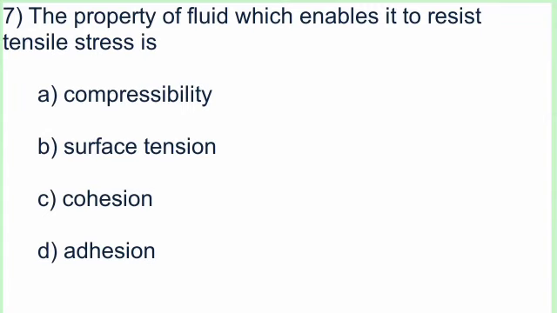Next question. The property of a fluid which enables it to resist tensile stress is known as option A compressibility, option B surface tension, option C cohesion, option D adhesion. And the answer is option B surface tension. The property of a fluid which enables it to resist tensile stress is known as surface tension. Option B is the answer.